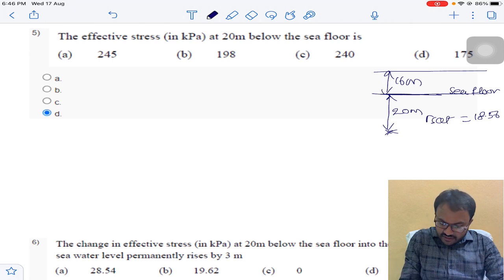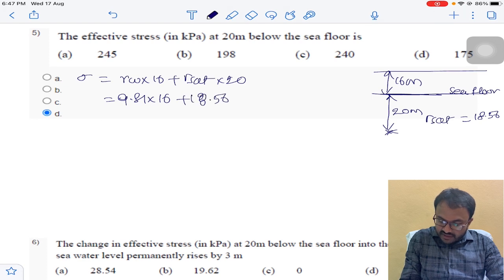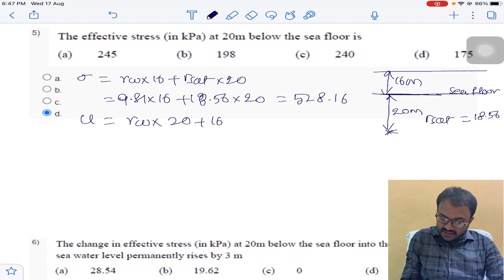So first we will calculate total stress. Sigma is equal to gamma W into 16 plus gamma saturated into 20. Gamma W is 9.81 into 16 plus 18.56 into 20. You will get 528.16. And pore water pressure U is equal to gamma W into (20 plus 16). Total depth you need to consider. So that is 9.81 into 36.